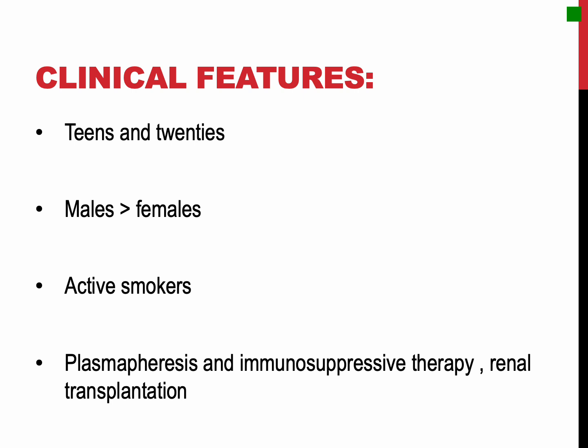Most cases occur in patients in their teens or 20s with male predominance. The majority of patients are active smokers. Plasmapheresis removes the offending antibodies, and immunosuppressive drugs inhibit the antibody production. With severe renal disease, renal transplantation is eventually required.